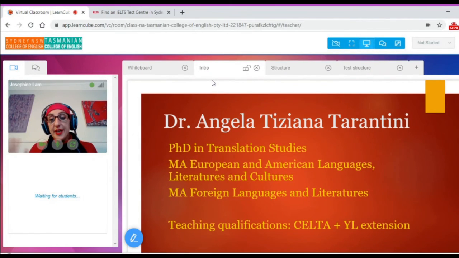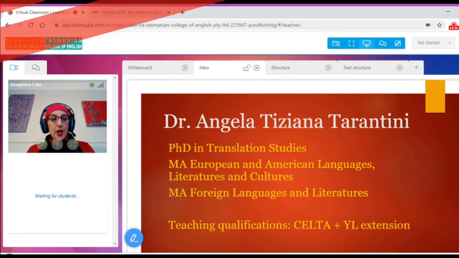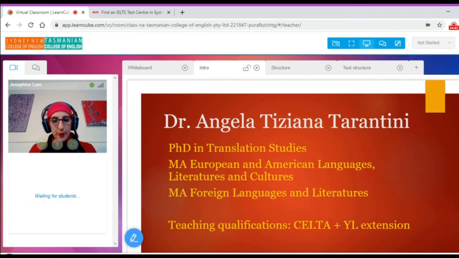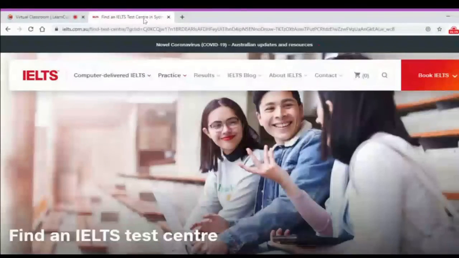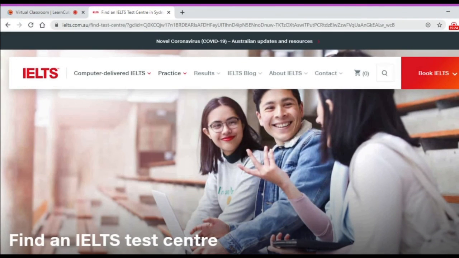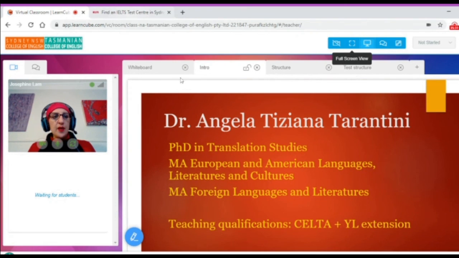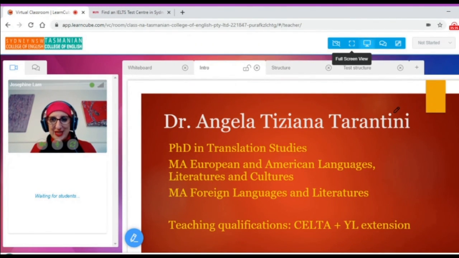Now, in our next lesson, I want to go over the band descriptors or the benchmarks. What are benchmarks? The benchmarks are the criteria with which you will be evaluated. Once you know the test criteria, it will be easier for you to know what your target is, and how to get to your target. So I encourage you to go on www.ielts.com.au for Australia, where you can see where the testing centers are. There are testing centers in all the major cities. And once you enroll, you will have access to 3 practice tests.